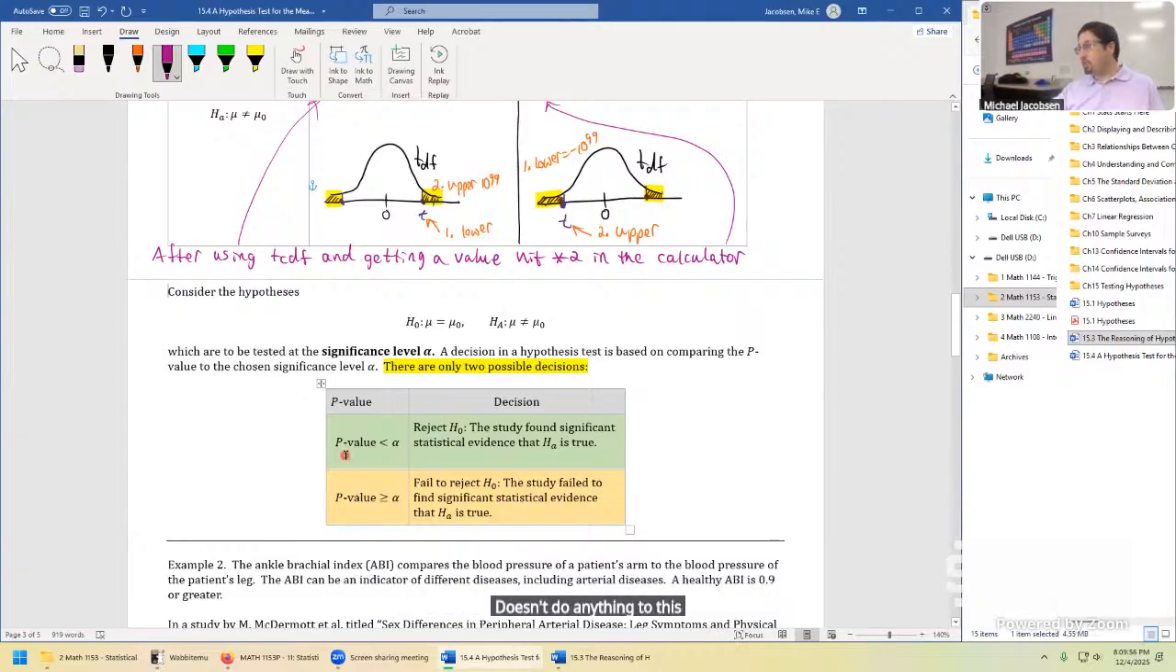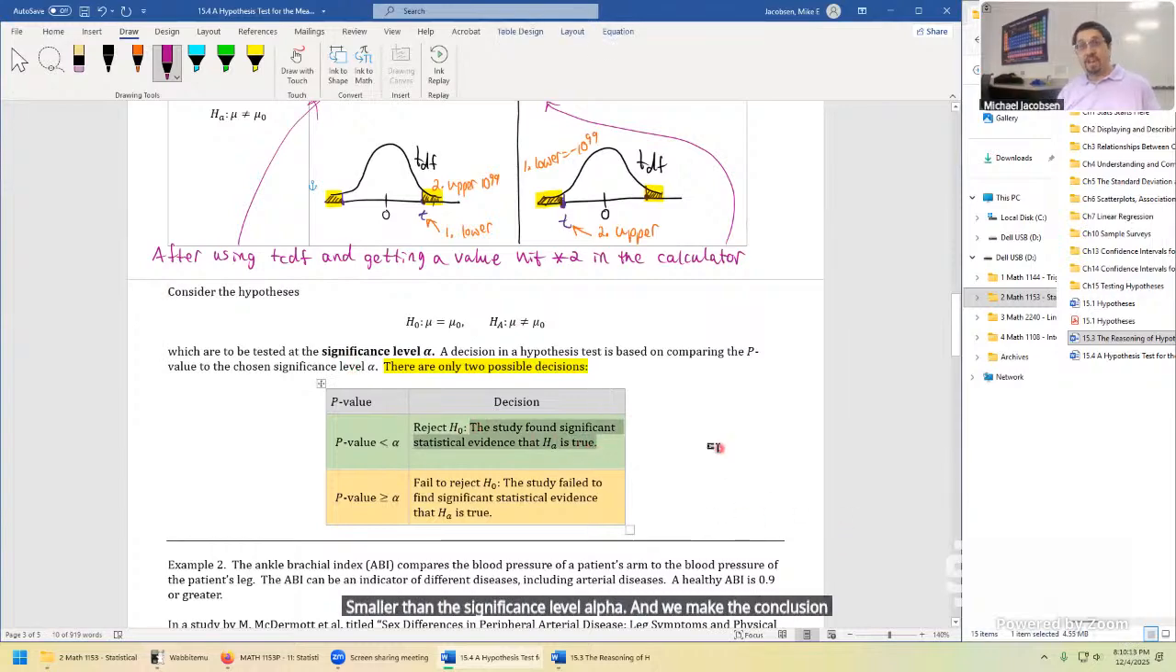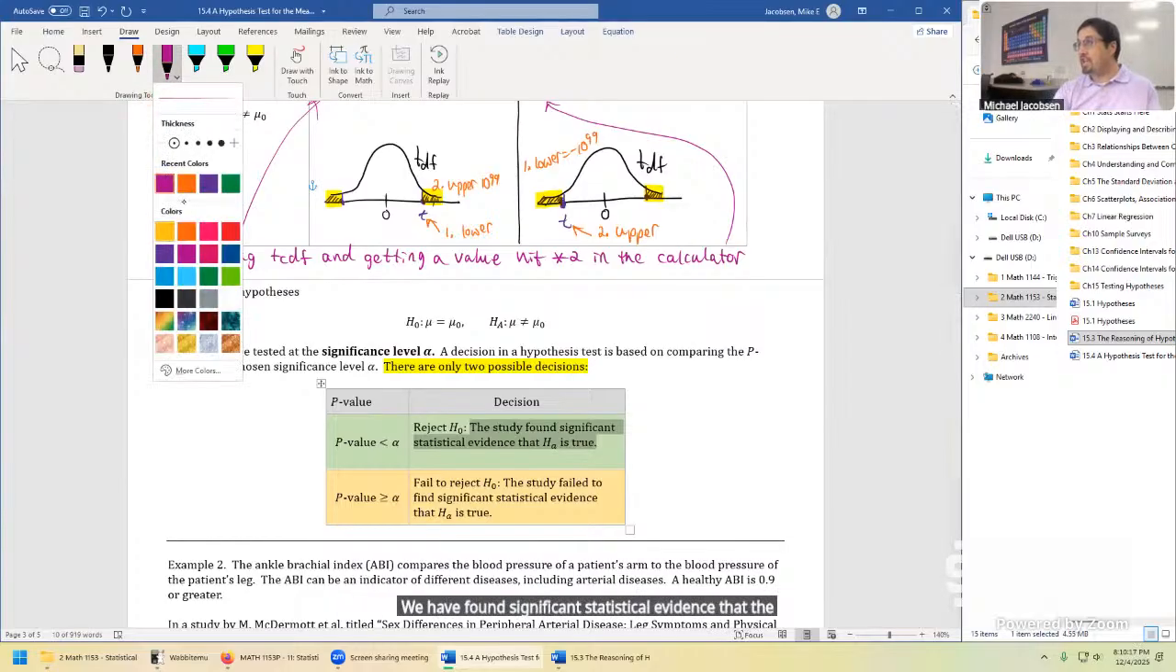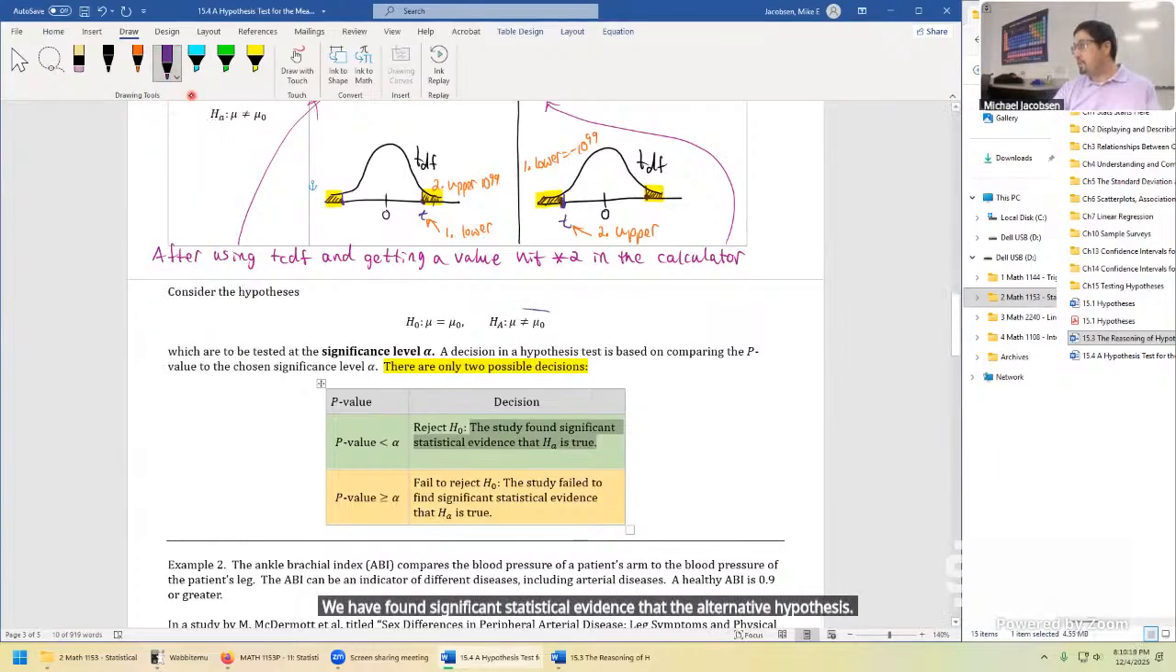So this is a literal copy paste with my only changes: the parameter is mu, the hypothesized value is mu naught. We still reject the null hypothesis when the p-value is smaller than the significance level alpha, and we make the conclusion we have found significant statistical evidence that the alternative hypothesis, HA, is true. It's all about that alternative hypothesis.